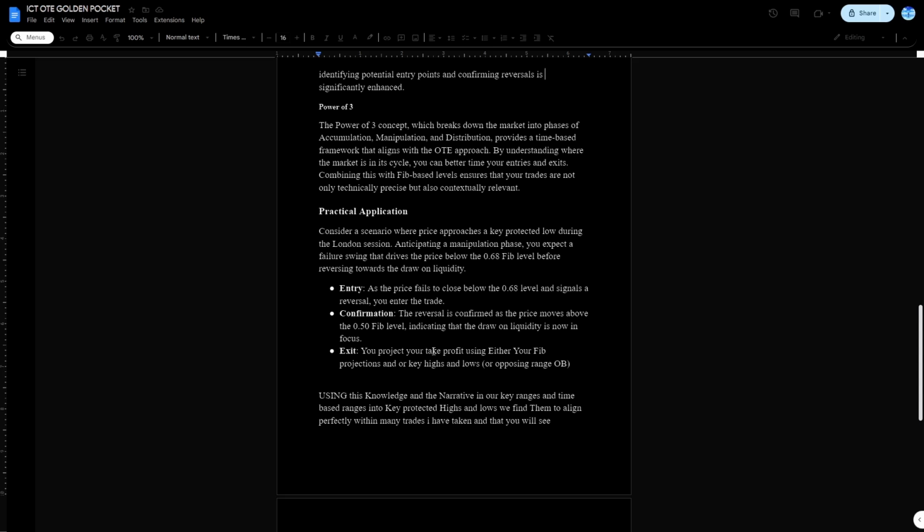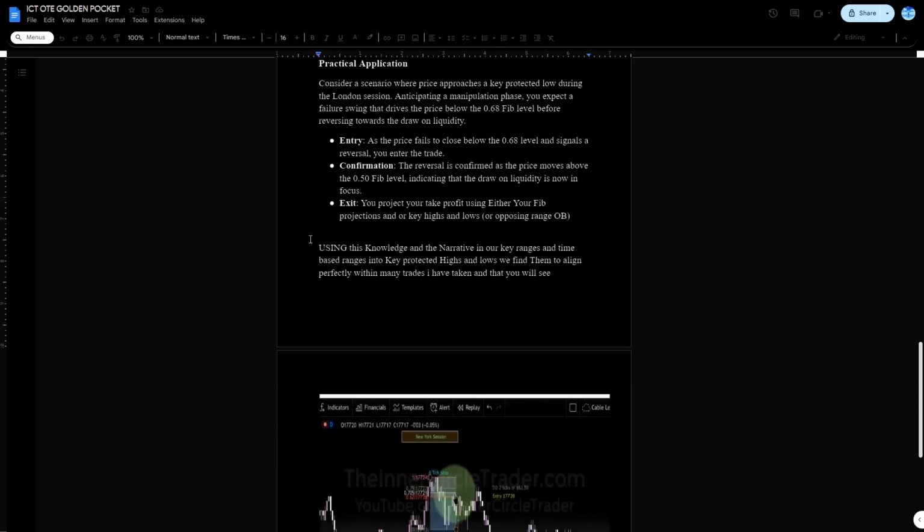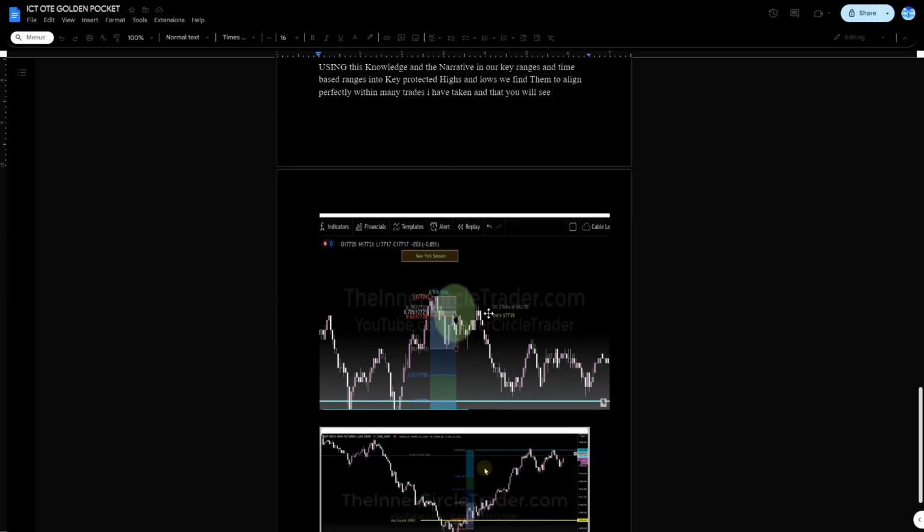The exit is, you project your take profits either using your fib projection or using your key highs and lows, or the opposing range order block to still be able to take profit within the range and then hold your runners. Use this knowledge and the narrative in our key ranges and time-based ranges into key protected highs and lows, and we'll find we align perfectly within many of our trades, diving right into the OTE range.